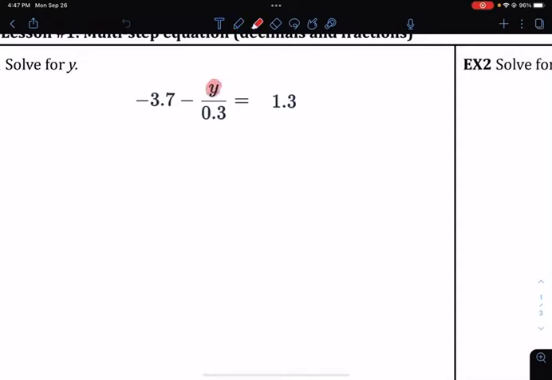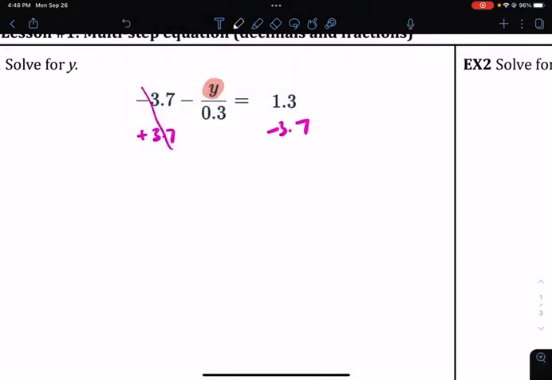Alright, so we want to solve for y. Y is in this term, so there's a lot of things that we have to do before we get y isolated. So we have the negative 3.7 here, so the opposite of negative is positive. So what we can do to get rid of the negative 3.7 is to add 3.7, right?